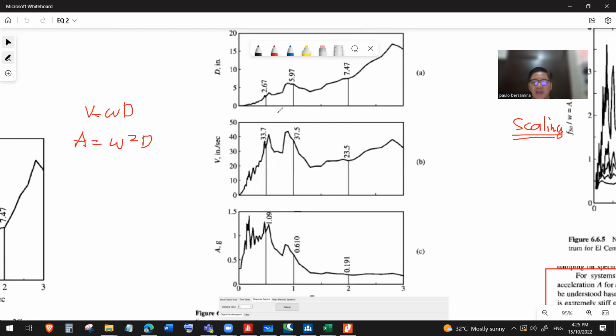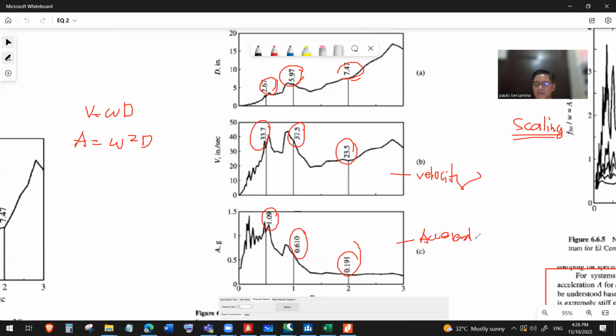Okay? Kaya this one, multiply by omega, you will get this. This by omega, you will get this. And this by omega, you will get this. Omega is the frequency, no? And then omega square times this, you will plot this, this times omega square, this, and so on and so forth. So this is now our velocity response spectra. And then this one is the acceleration response spectra.